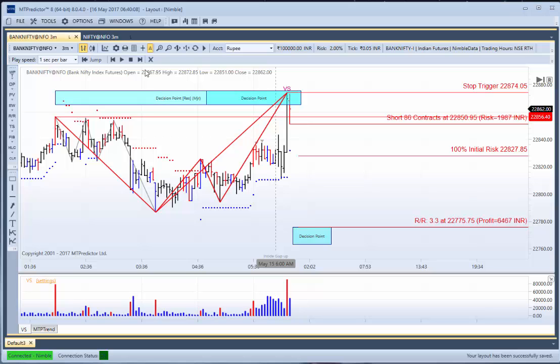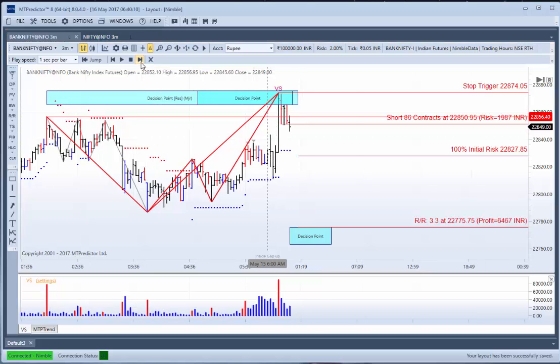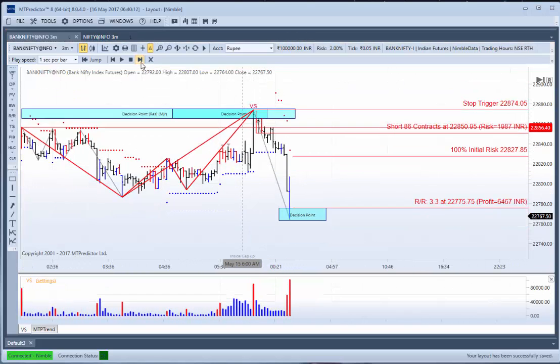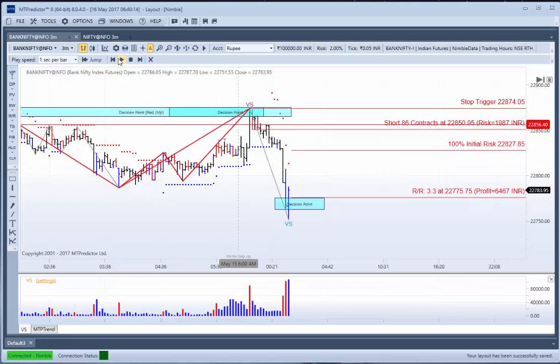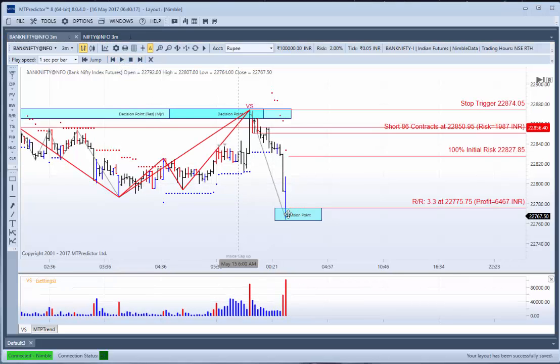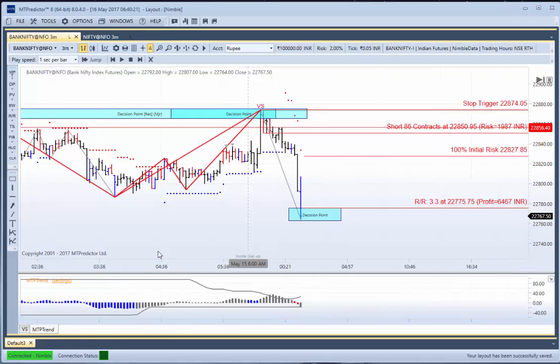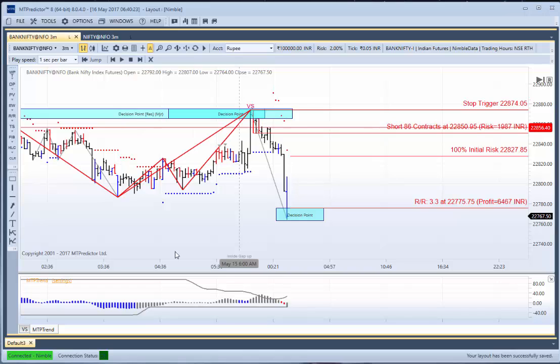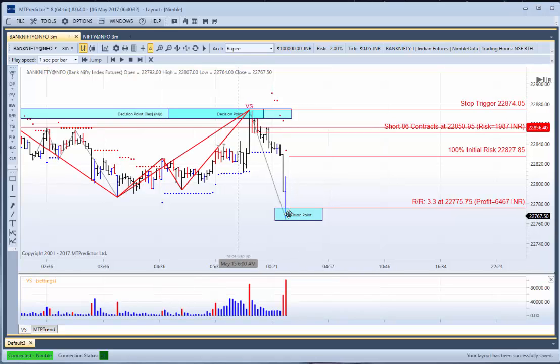If I move forward, you see it takes you into a short trade. The market starts to decline. Whoops, I'll go back one bar. Starts to decline and then hits the target there very nicely. If I look at our MTP trend, let's just have a look at that. Our MTP trend is weak, therefore we don't want to come in or come out at that particular target.